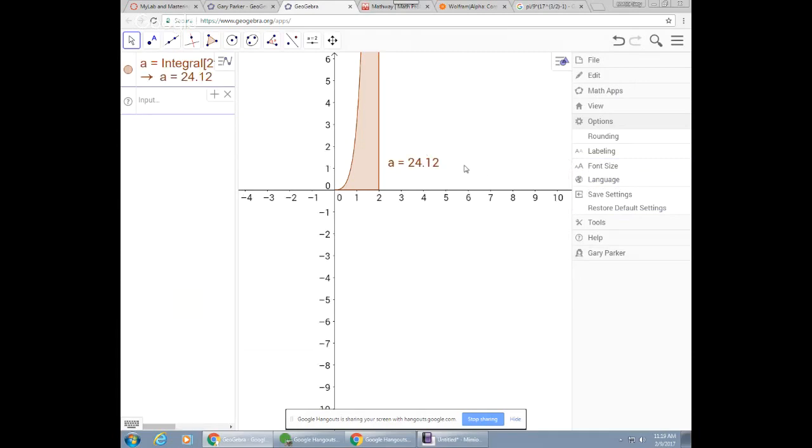Okay, so GeoGebra is giving me the same value that I calculated by finding an antiderivative. Sometimes we're not going to be able to find an antiderivative. So let's try another one.